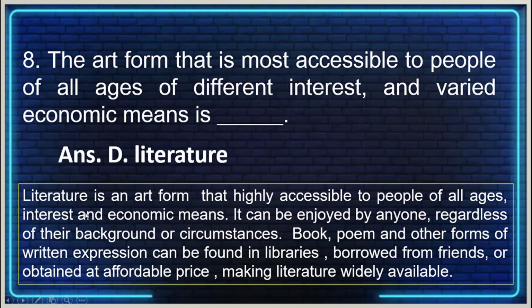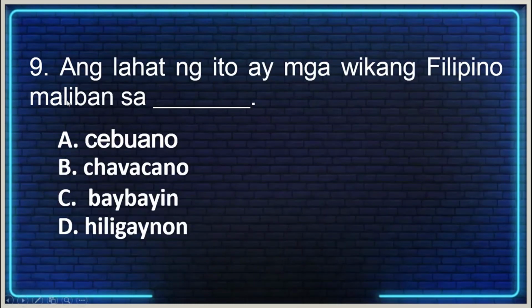Literature. Okay, so literature is an art form that is highly accessible to people of all ages, interests, and economic means. It can be enjoyed by anyone regardless of their background or circumstances. So books, poems, and other forms of written expression can be found in libraries, borrowed from friends, or obtained at an affordable price, making literature widely available. So it is literature.